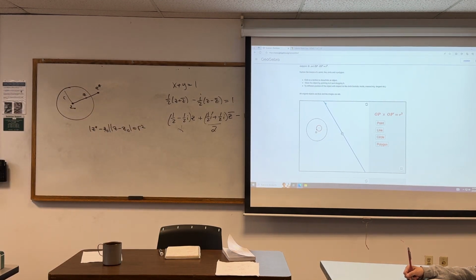Let's see what happens as I move this line. Isn't that cool? Look at that. So the minute they touch, they agree at one point. And as I move this line into the circle, the image of the inversion starts to move outward. And as the line moves toward the center, that circle becomes bigger and bigger. And the minute that line I'm inverting goes through the center, its inversion is a line.